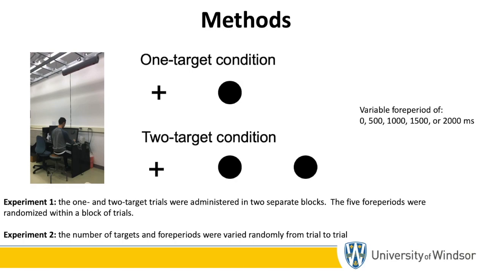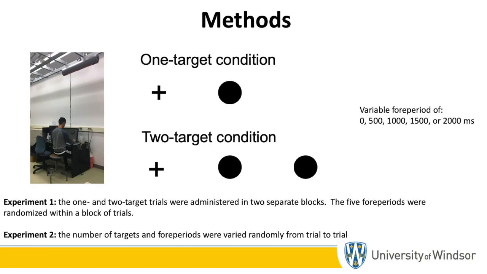To test if the one-target advantage is influenced by foreperiod duration, we performed two experiments. Participants were seated at a table with a touchscreen laptop placed on the tabletop. Targets were presented on the screen and participants performed aiming movements using a handheld stylus. The position of the stylus was tracked using an Optotrak system.